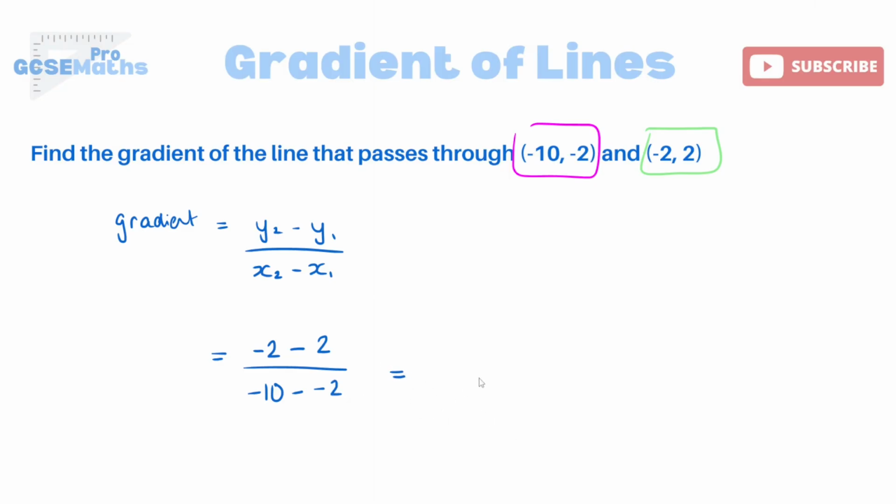So loads of negatives here, just be really, really careful. We get minus 4 at the top overall, and then minus 8 at the bottom. When I divide that, not only does the fraction simplify to a half, but also the negatives cancel out, so positive 1/2.